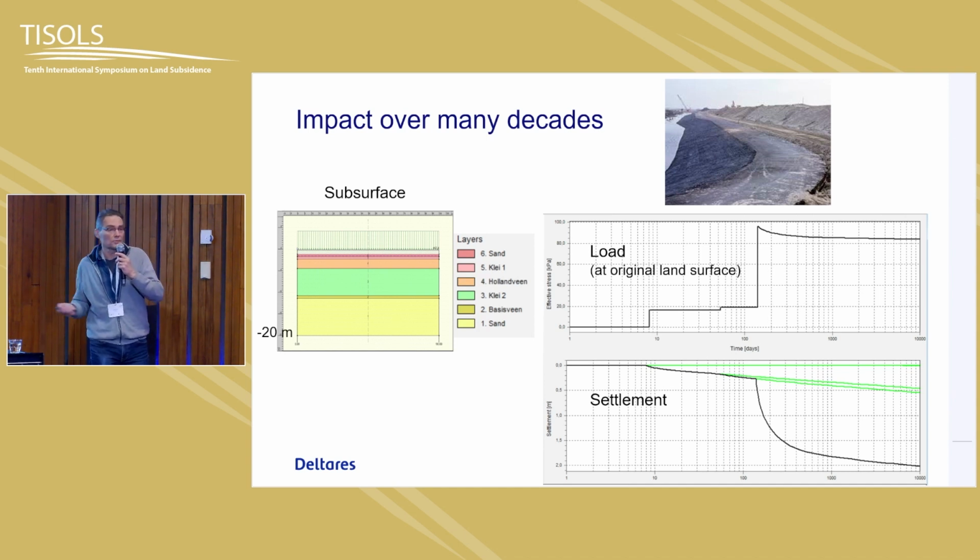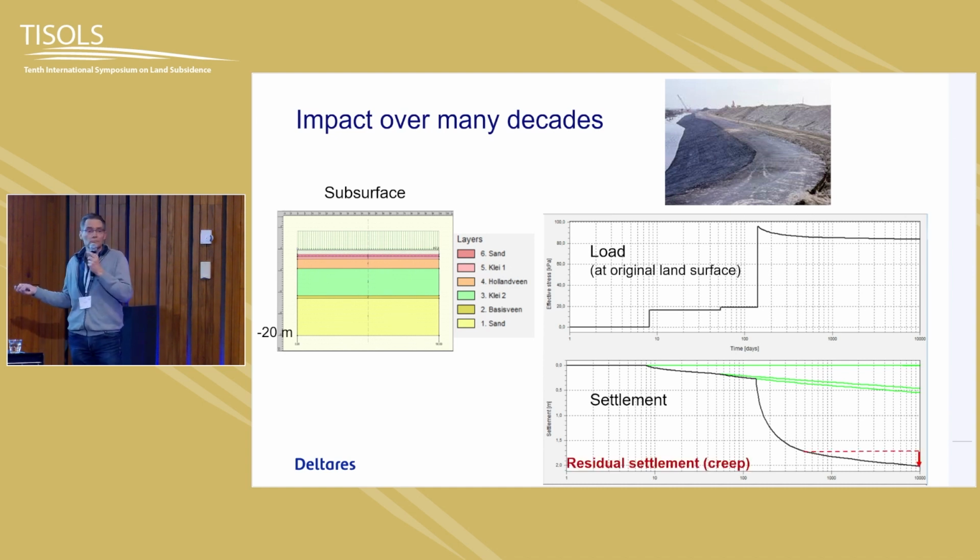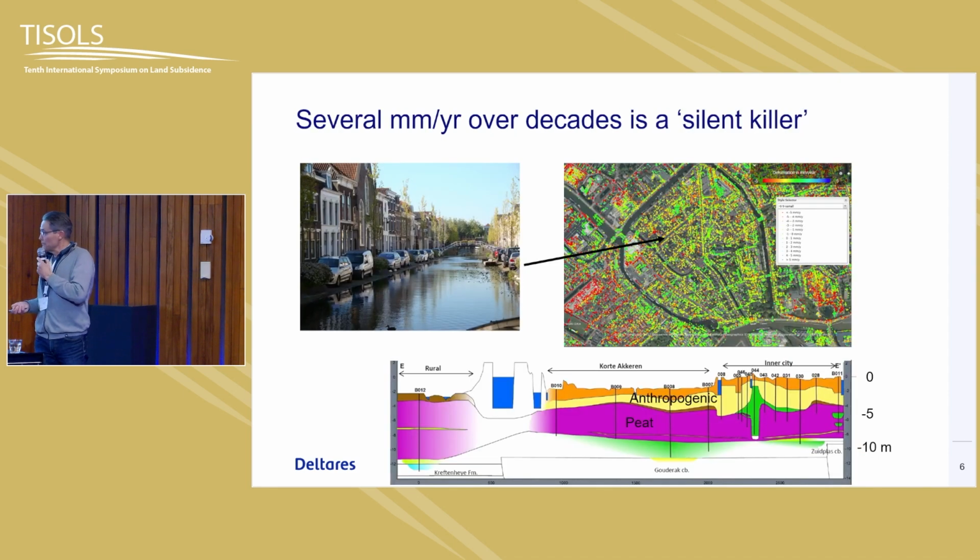But the subsidence and the settlement continues, residual settlement. So, residual settlement for decades. It's not huge. I mean, maybe centimeters, millimeters per year. But it's a long time and a perpetuating process, residual settlement. And this is what we need to take into account and we model as creep. Right? Well, these millimeters per year or centimeters, that is very, very relevant in the Netherlands.